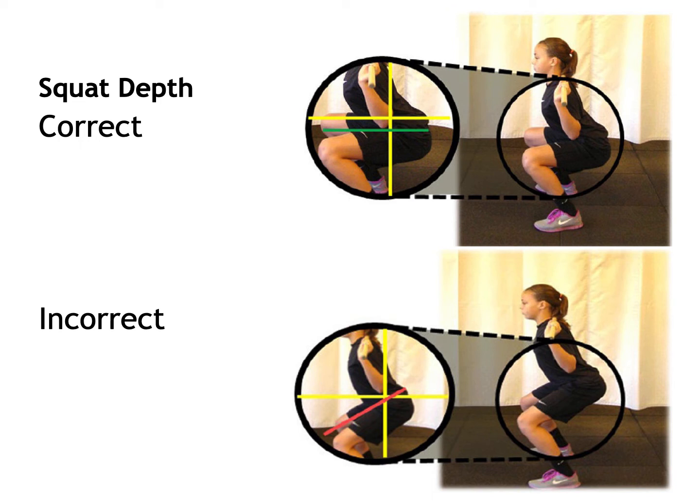As pointers, you want your femurs parallel to the ground and your feet flat on the ground. And common defects is obviously not achieving your depth. A lack of that posterior chain strength to maintain hold there can often contribute to not being able to get down as far.